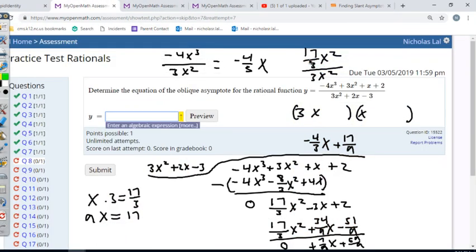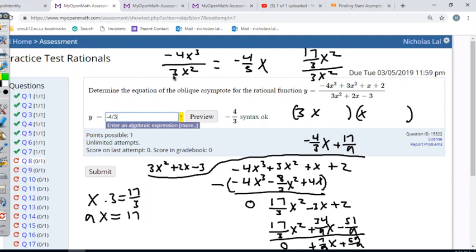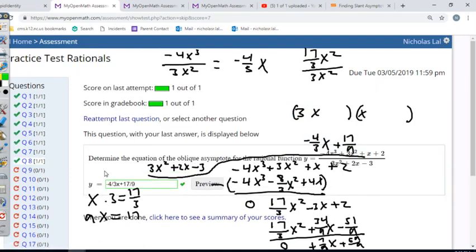Okay, so negative 4 thirds x plus 17 ninths. Okay, that's right. Sorry, I just wasn't feeling sure of myself.